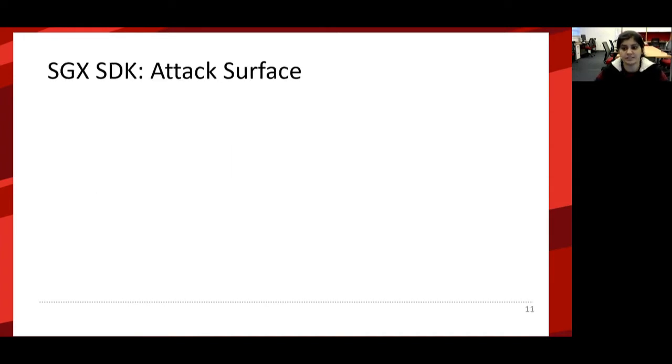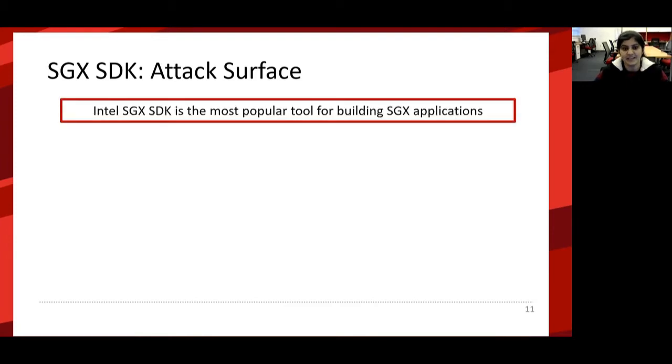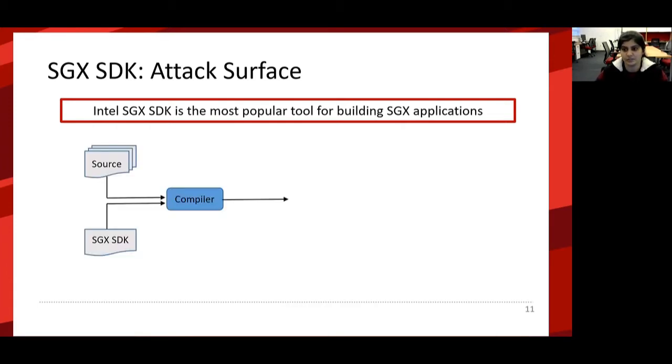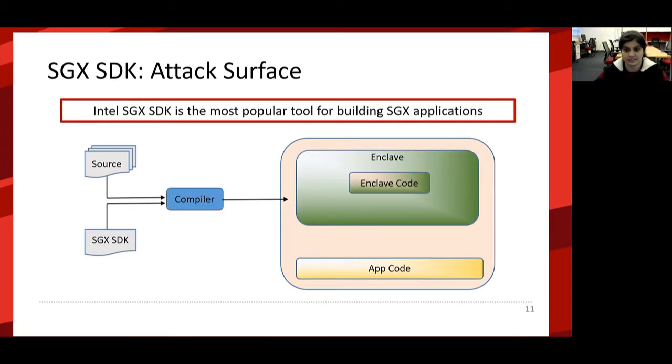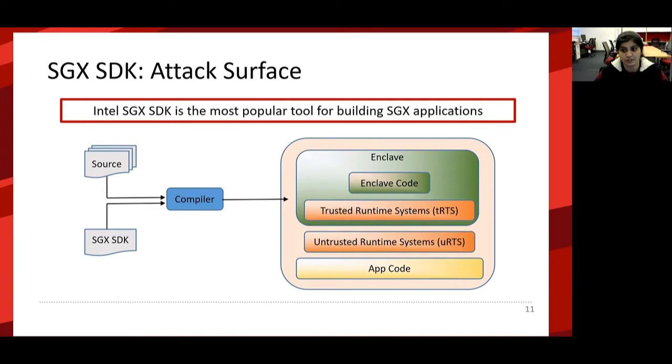Intel's SGX SDK and our attack surface. Intel's SGX SDK is the most popular tool for building SGX applications. The source and tools from the SDK are compiled, and they create a runtime environment where the enclave and the application code exist in the same memory space. They interact with each other through a set of dynamic libraries, one on each side of the trust boundary. We have the Trusted Runtime System, or the TRTS, and the Untrusted Runtime System, the URTS. TRTS is on the trusted, enclave side, while the URTS is on the application side.